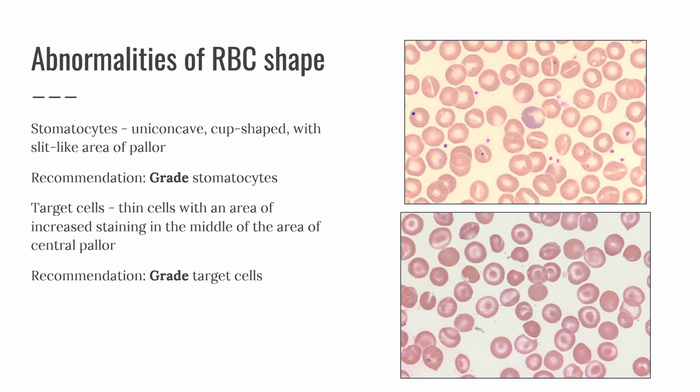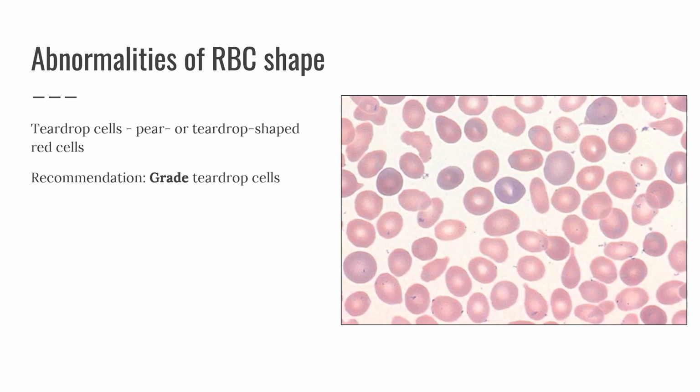Sometimes you can have 2 slits instead of just 1, and the slit-like area of pallor may appear V-shaped. Target cells are thin with an area of increased staining in the middle of the area of central pallor, and again, the recommendation is to grade each shape. So you grade the stomatocytes, you grade the target cells. Finally, last of the discussed abnormal RBC shapes, teardrop cells are pear or teardrop shaped red cells, as the name implies, and you have to grade these.